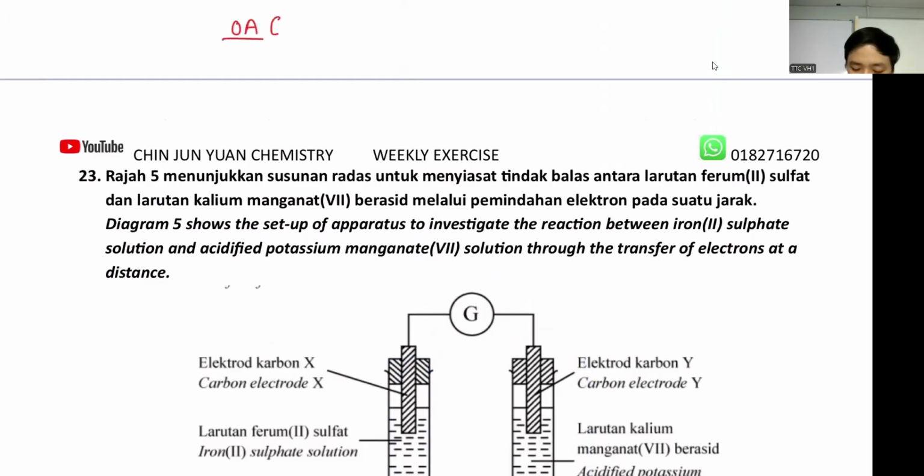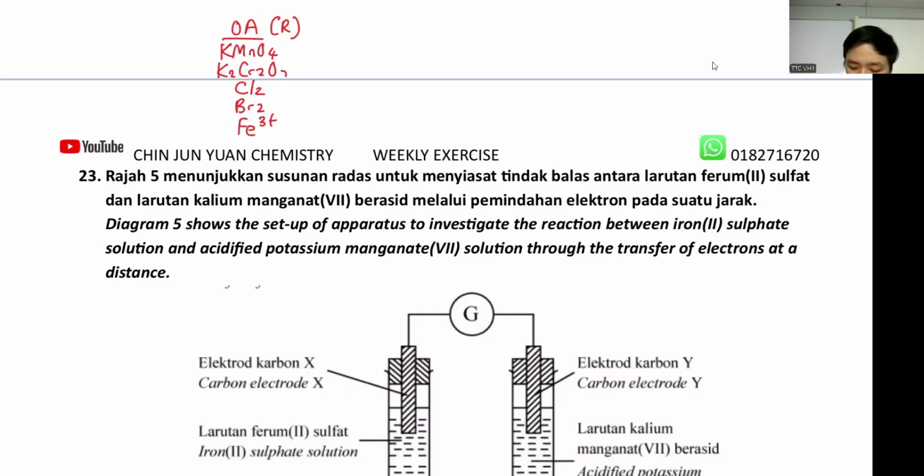Oxidizing agent is the one which itself undergoes reduction. In Malay, it is agen pengoksidan mengalami penurunan. So you have KMnO4, K2Cr2O7, Cl2, Br2, or any Fe3+ salt.